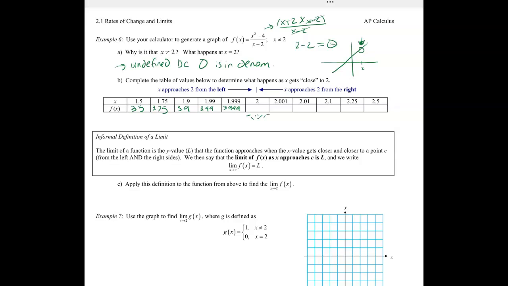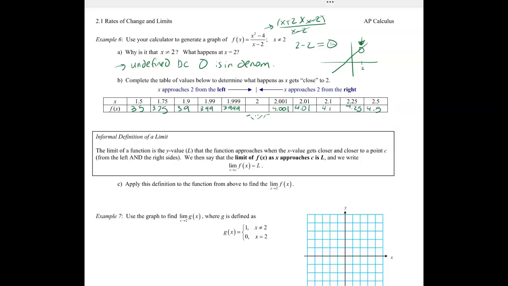If I type in 2.001, I should get 4.001. If I type in 2.01, I should get 4.01. If I type in 2.1, I should get 4.1. If I type in 2.25, I should get 4.25. And if I type in 2.5, I should see that I get 4.5.